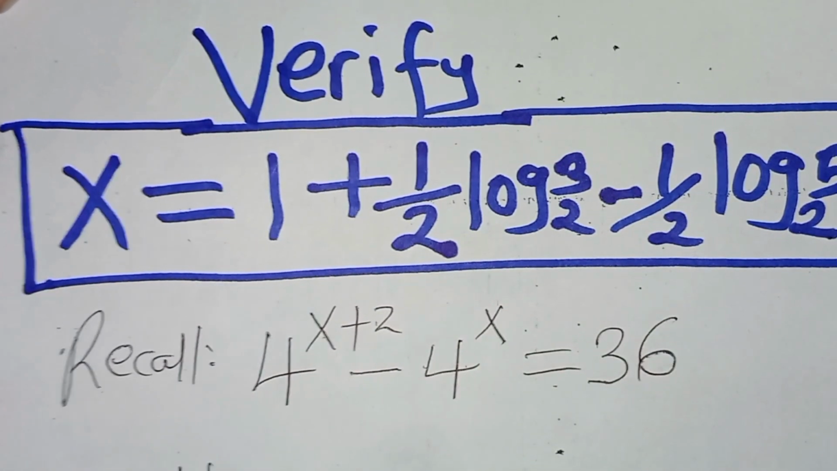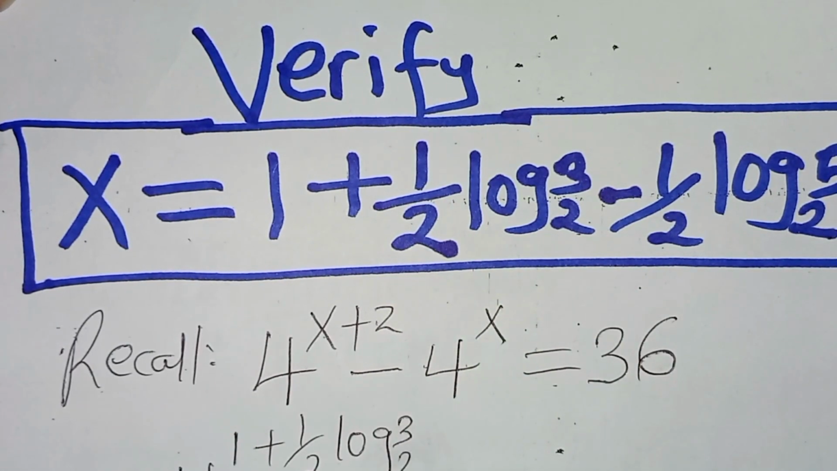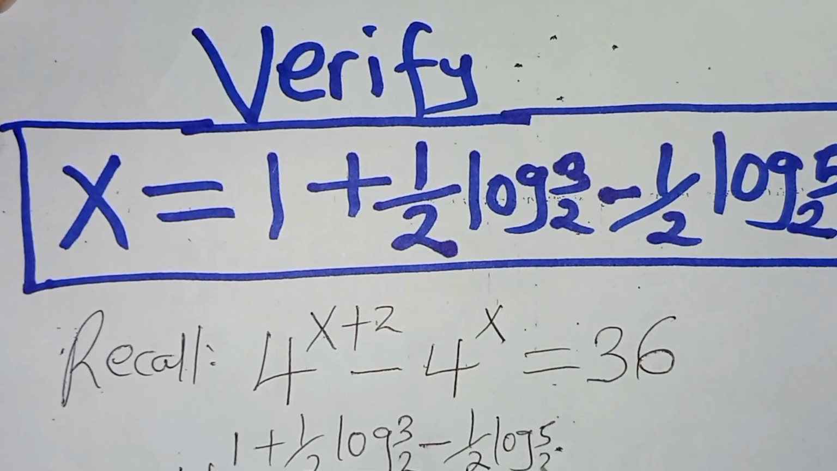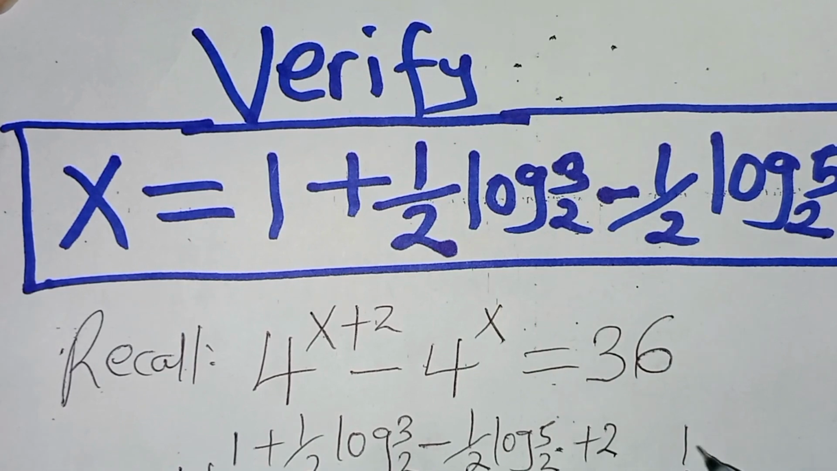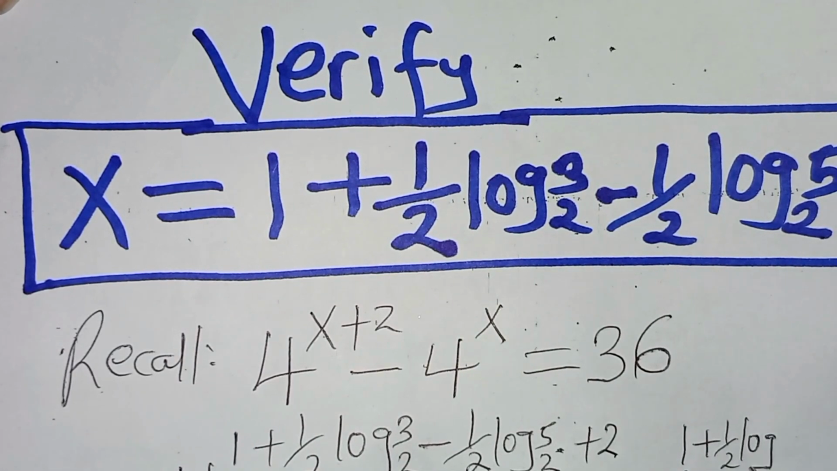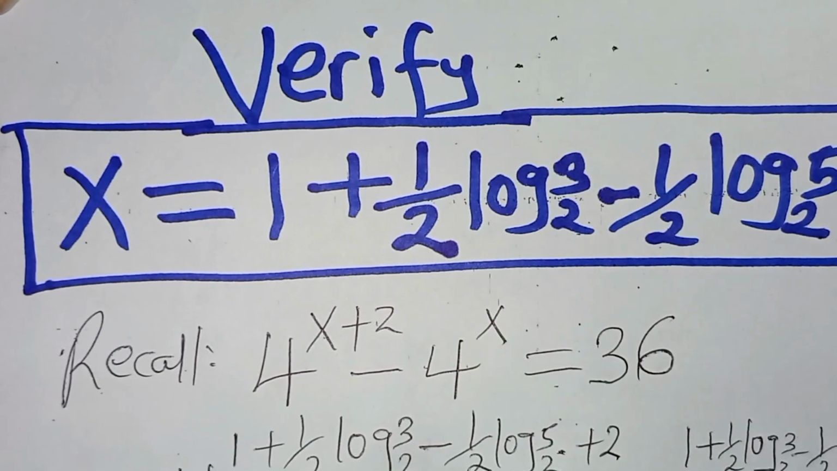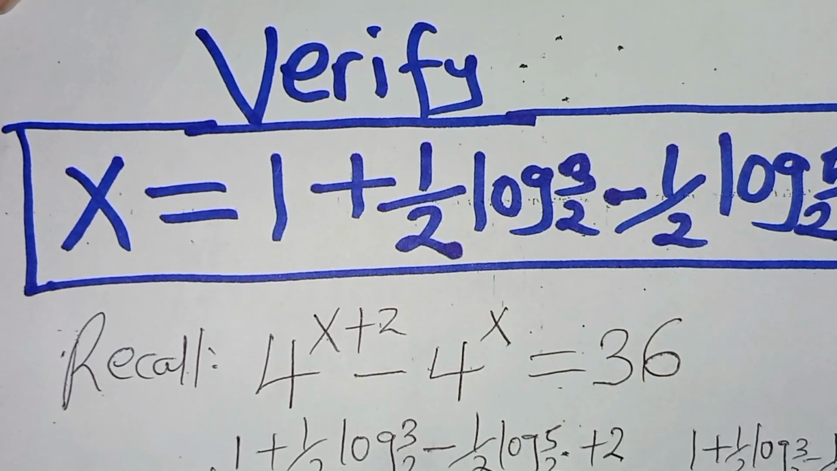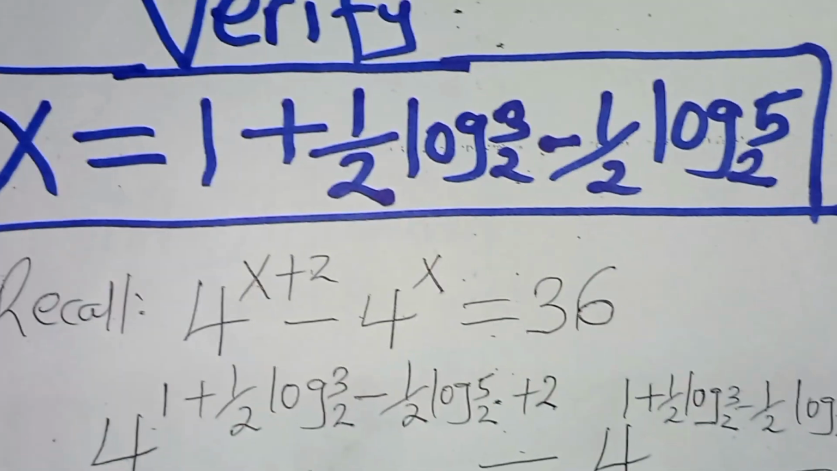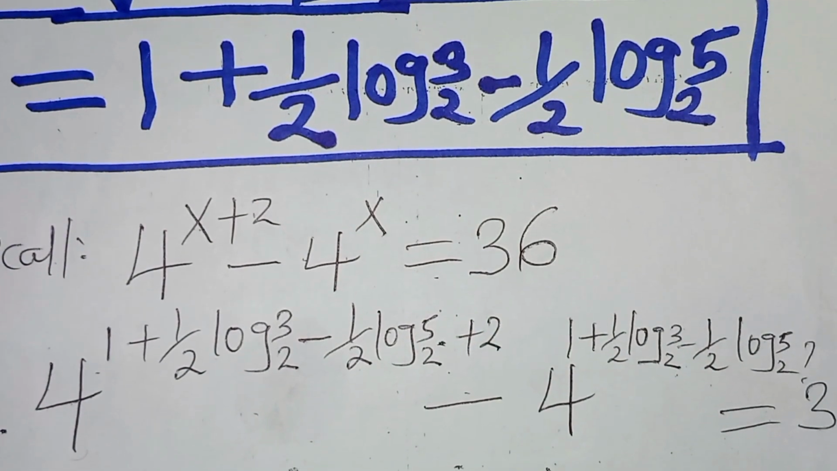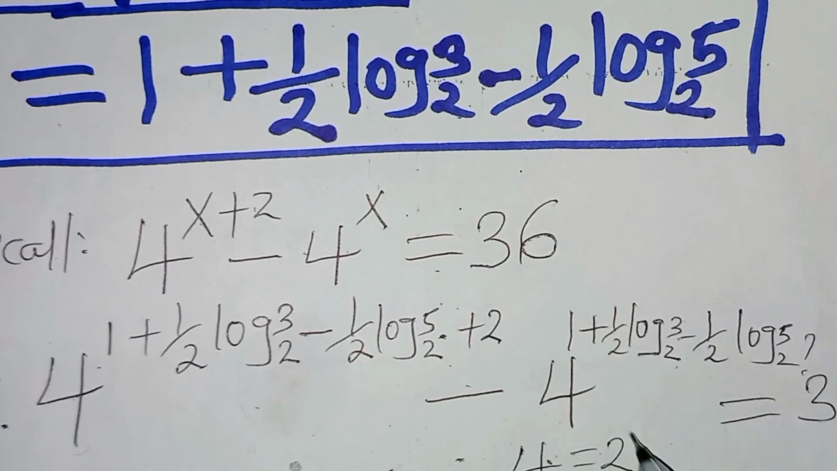We'll have 4 to power 1 plus a half log 3 to base 2, subtract a half log 5 to base 2, plus 2, subtract 4 to power 1 plus a half log 3 to base 2, subtract a half log 5 to base 2. This is supposed to give us a value of 36. Now, from what we have here, we can express 4 as 2 to power 2.